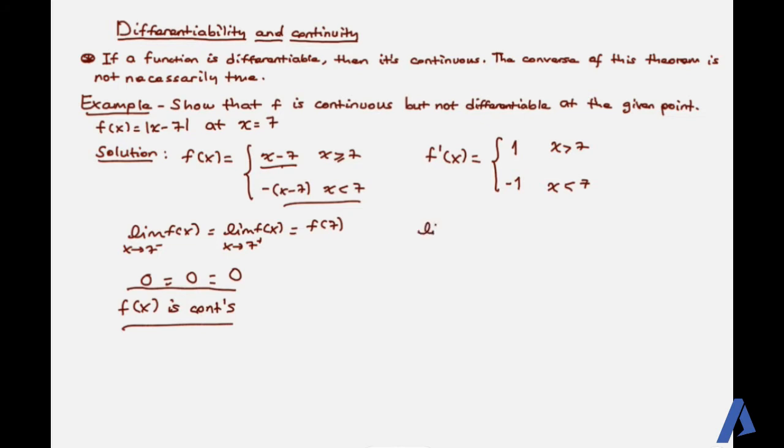be expressed by the limit of f of x minus f of 7 over x minus 7 as x approaches 7. So the limits of this as x approaches 7 from the left and from the right are 1 and -1. That is, the limits from the left and right are not the same, which means the limit as x approaches 7 itself does not exist. So this limit does not exist, meaning the f derivative at x is non-existent. So at x equal to 7 the function is not differentiable but it's continuous.